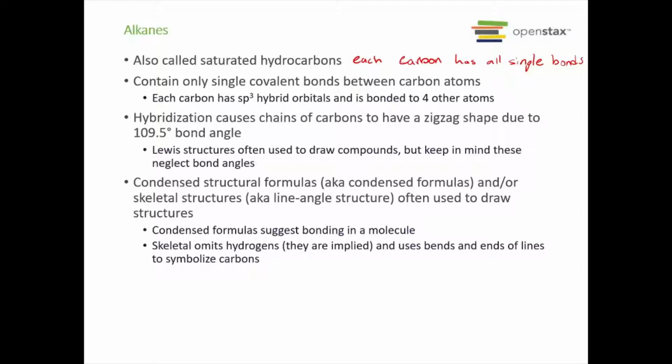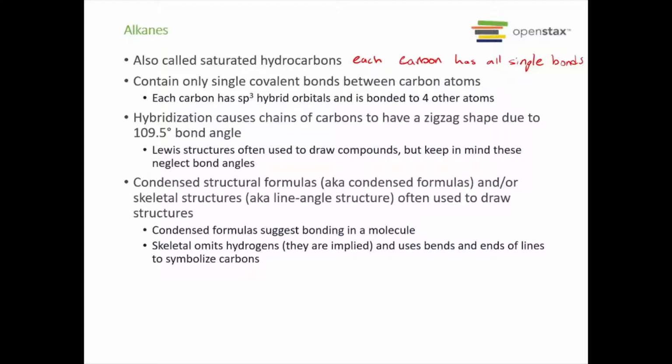You could have 1 carbon bonded to 4 hydrogens. You could have 2 carbons bonded to each other, and then each of them has 3 hydrogens. But every carbon has 4 bonds. No more, no less. Now, hybridization that occurs makes it so that chains of carbons end up having a zigzag shape because there's a 109.5-degree bond angle.